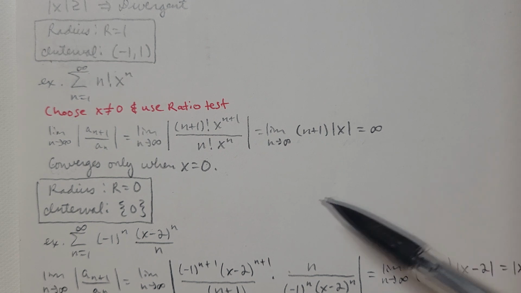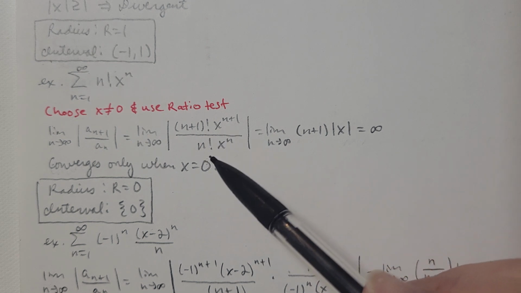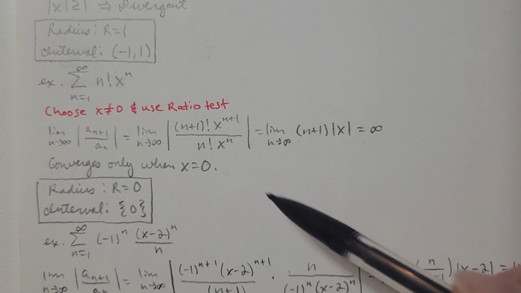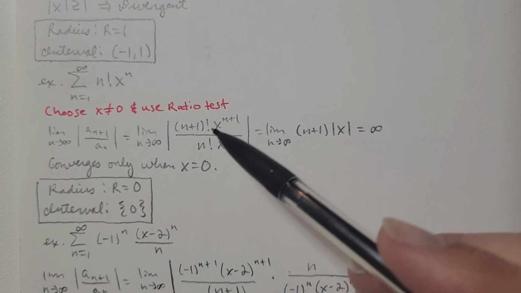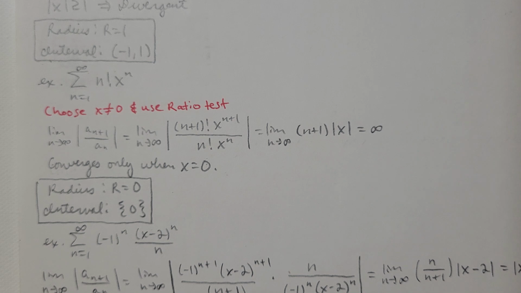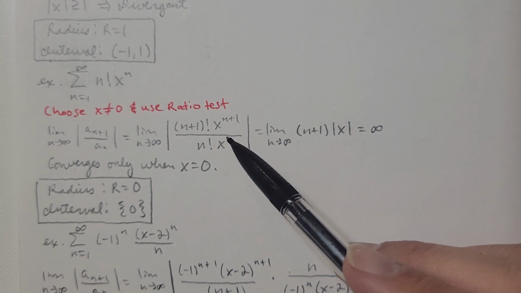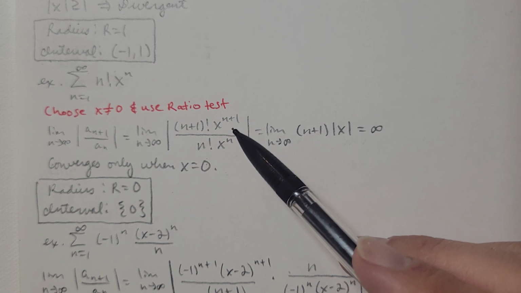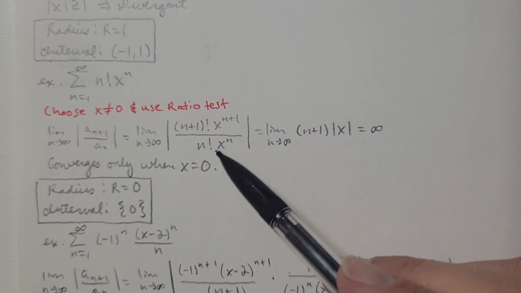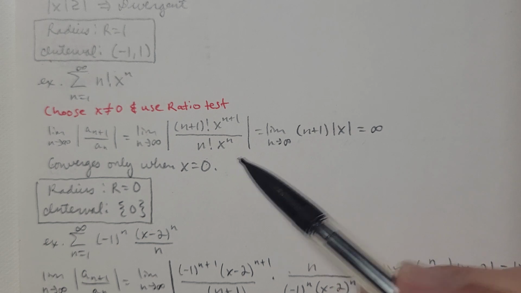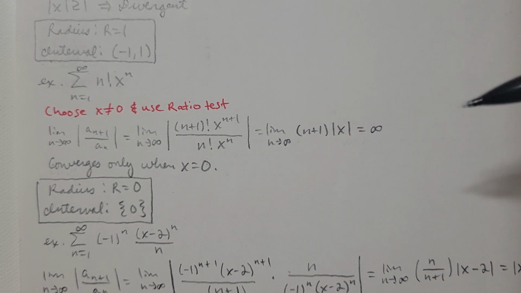Okay, n plus 1 factorial divided by n factorial. The n factorial terms would cancel out with part of the n plus 1 factorial terms up top, and that would only leave me with n plus 1 up top. X to the n plus 1, that's the same as x to the n times x, and so these x to the n's will cancel. Okay, I got the absolute value of the whole thing.